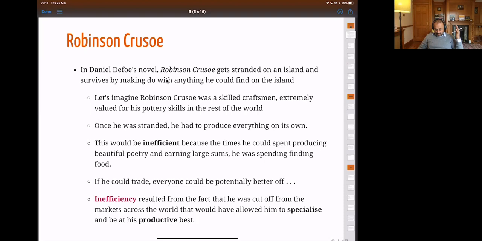So the inefficiency in this world results from the fact that he's cut off from the rest of the world, even though he has something other people want, and the other people are ready to pay a lot for what he has. But he's cut off from the rest of the world, right? So it's inefficient because he's cut off from the rest of the world.